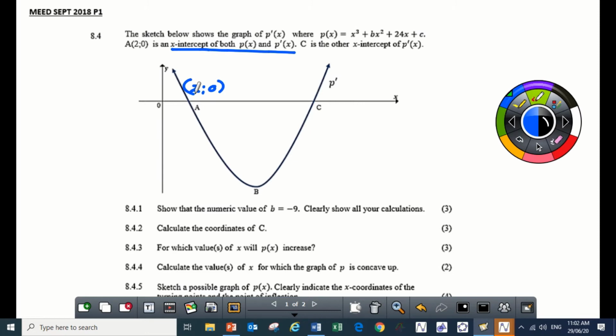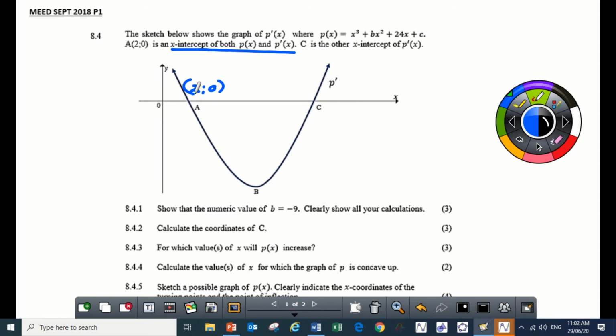Okay? First derivative is quadratic. And you just find your first derivative, you set it to 0, you solve for what? For x. You get two x values. One of them is going to be x equal to 2, and the other one is going to be whatever is there. Alright?